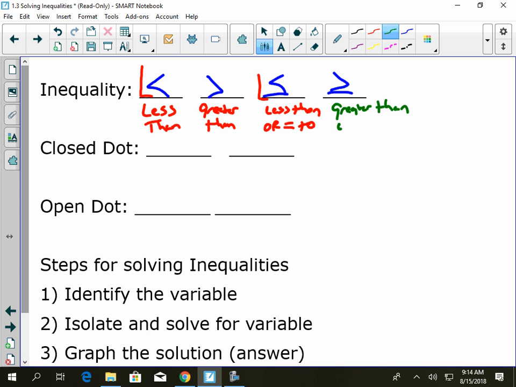Now, you're going to have to memorize those because we're going to be doing word problems. And it's just going to say, well, I think we still do word problems. I don't know. I don't care.